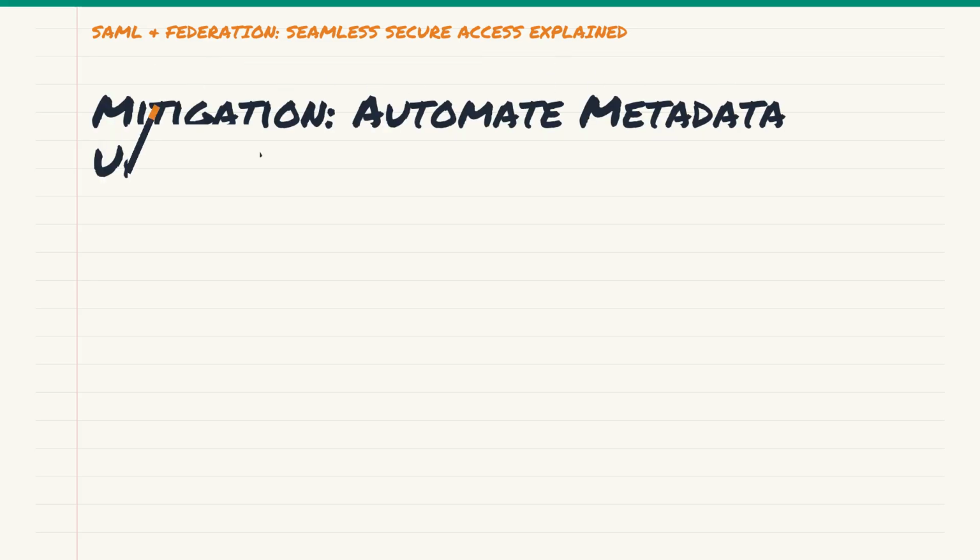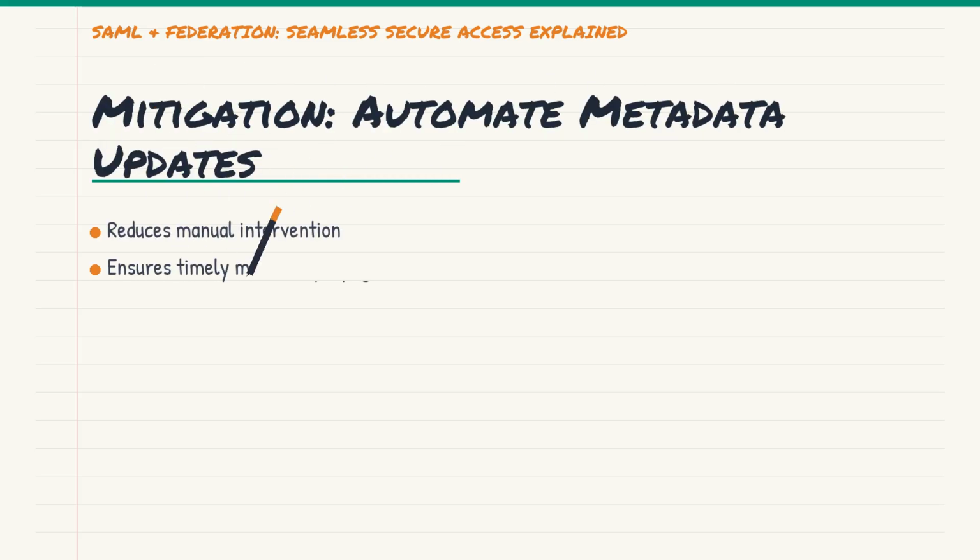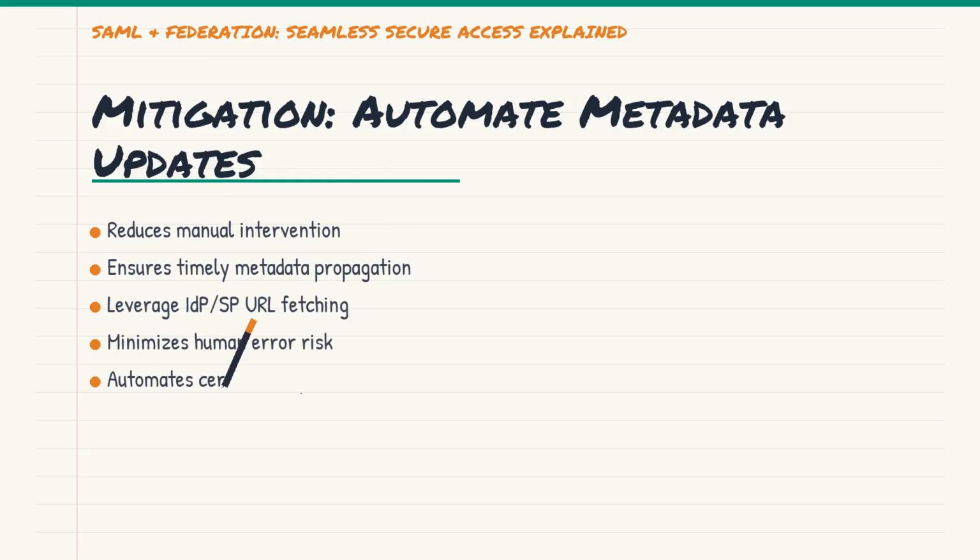Manual updates to metadata are a recipe for disaster. Whenever possible, leverage automated metadata exchange features. Many IDP and SP platforms allow you to fetch metadata from a URL or automatically import it. This ensures that when certificates are rotated or endpoints change, the information propagates across your federated environment much faster and with less risk of human error. This automation is key for maintaining the health and security of your federation infrastructure.